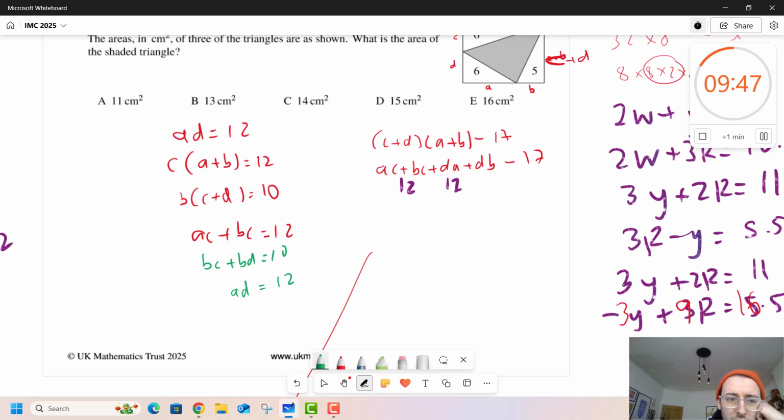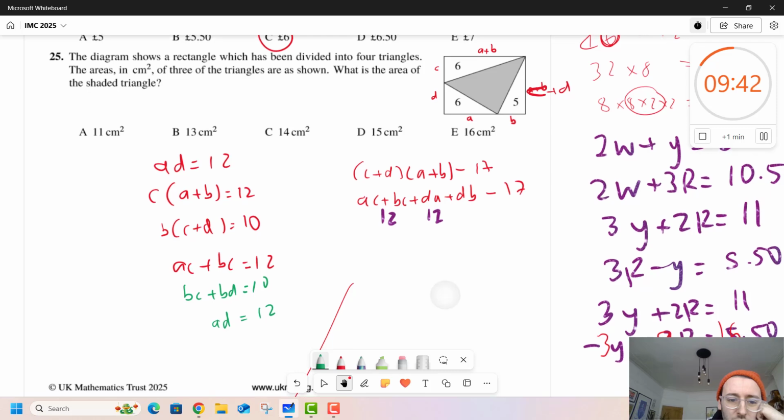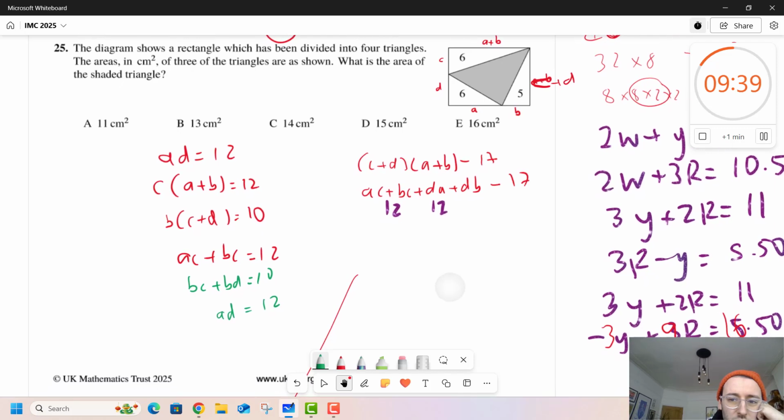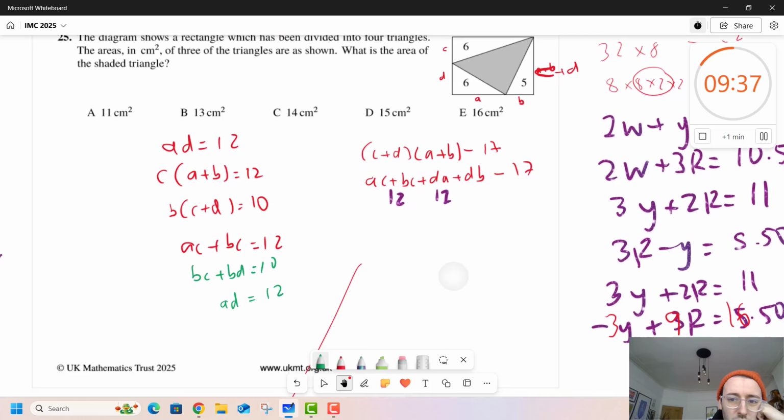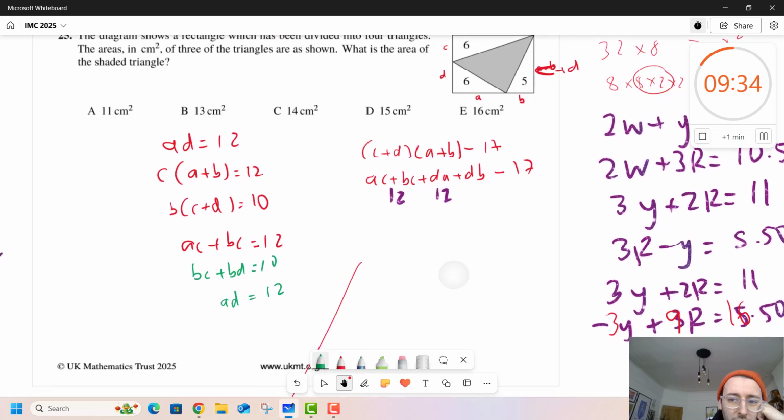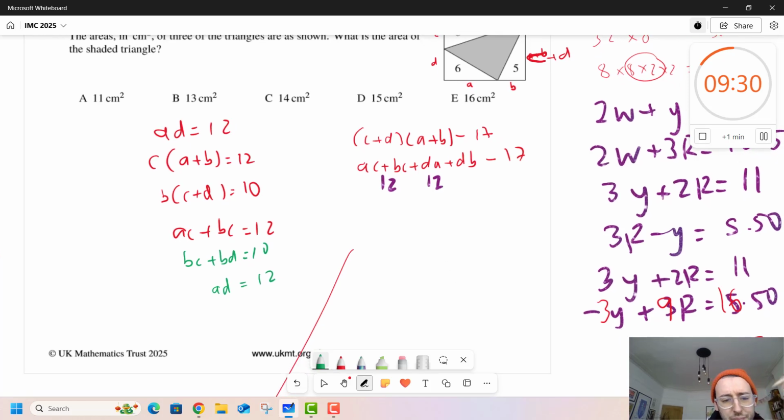If I add these, am I missing any? I've got 3 equations. I should have 4 equations. Okay, so if I add these together, AC plus 2BC plus BD equals 22. So I'm missing something.